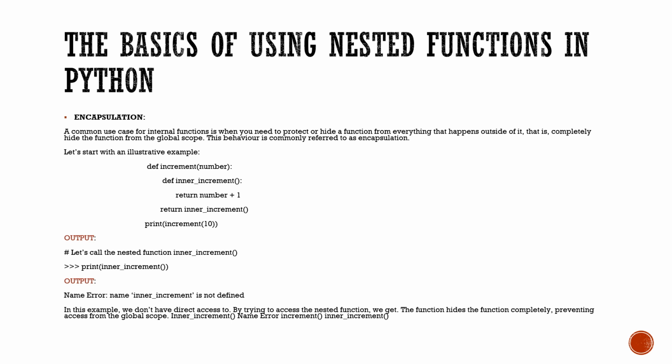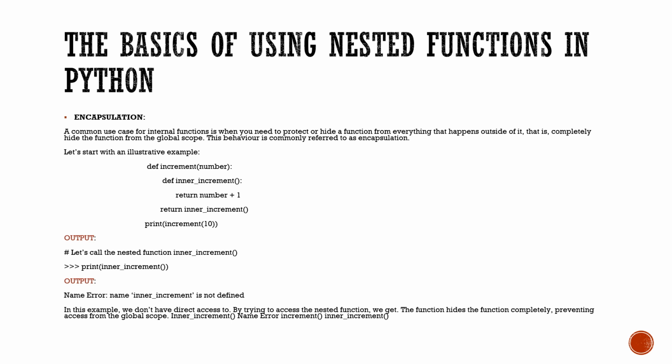Now, the basics of using nested functions in Python. What are the basic uses of nested functions in Python? Firstly, as I said in the introduction, encapsulation. What is encapsulation? A common use case for inner functions is when you need to protect or hide a function from everything that happens outside of it. That is, completely hide the function from the global scope. Encapsulation is nothing but completely hiding the function from the global scope. So this behavior is called encapsulation.